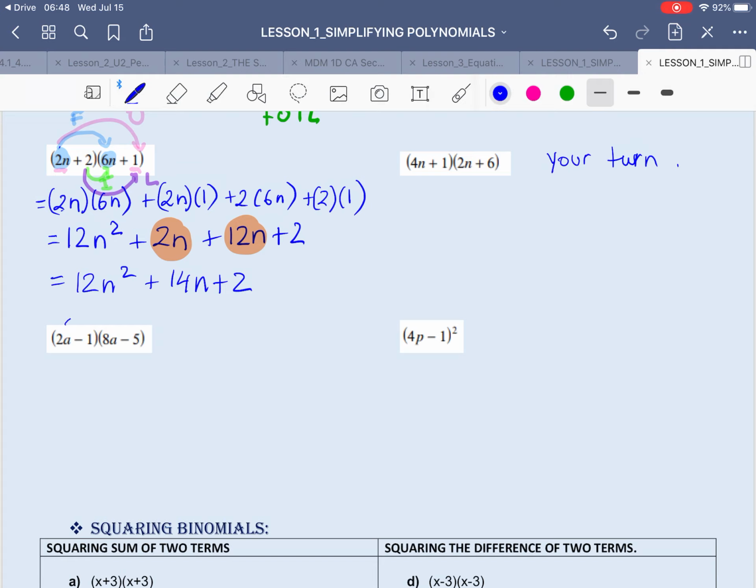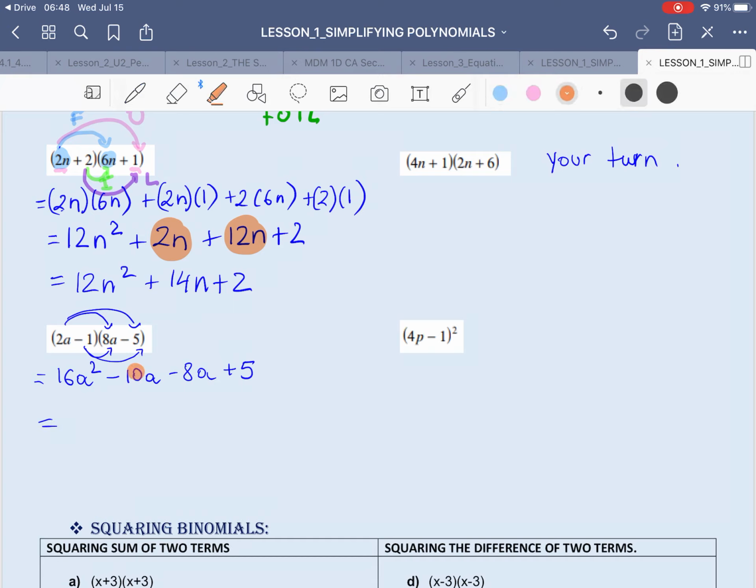So again we go. 2a times 8a, first terms, right? That's 16a squared. 2a times negative 5, negative 10a. The inside, negative 1 times 8a, minus 8a. And then last, negative 1 times negative 5, positive 5. And now you look for like terms.